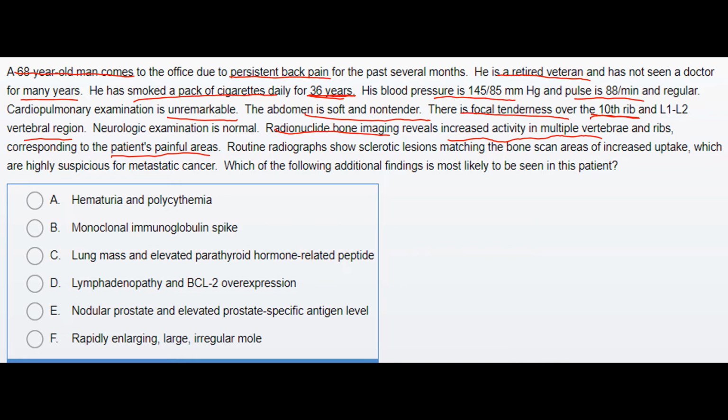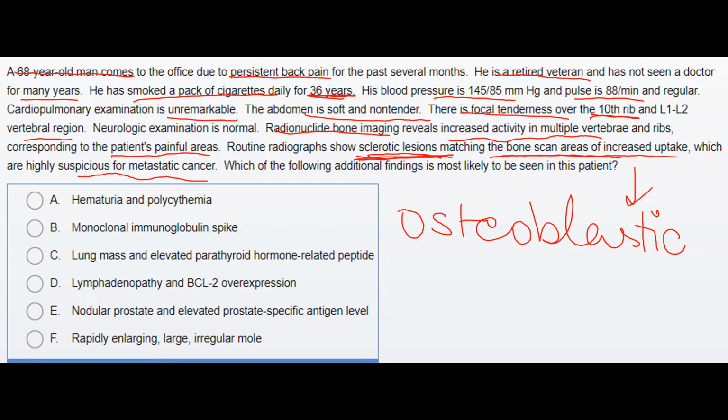Routine radiograph shows sclerotic lesions matching the bone scan areas of increased uptake, which are highly suspicious for metastatic cancer. Which of the following additional findings is most likely to be seen in this patient? Now, the sclerotic lesions matching the bone scan areas of increased uptake demonstrate that this is the case for osteoblastic lesions of the bone and not the osteolytic lesions of the bone.